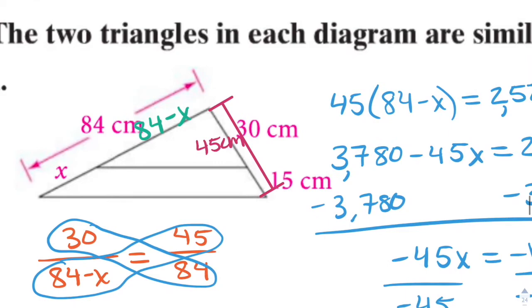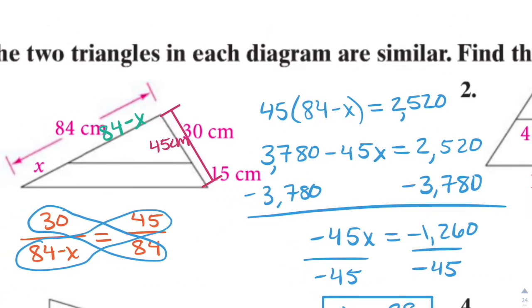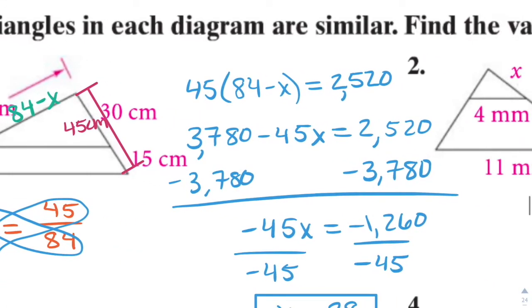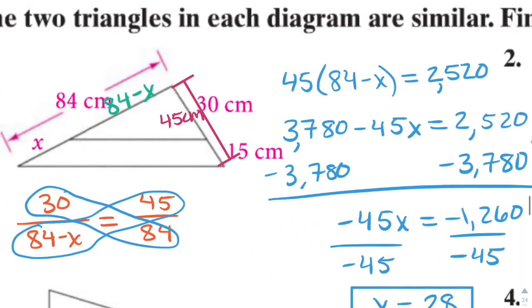So I have to be cautious. I use parentheses. I do my distributive property. I find the cross products, and the work is all there. And when it's all said and done, the algebra gets me down to 28. So x is 28. So 84 minus 28 is 56. So really the top part is 56 and the bottom part is 28.